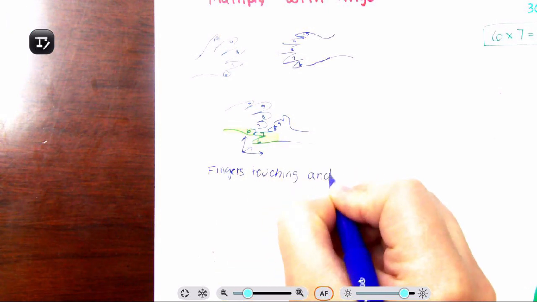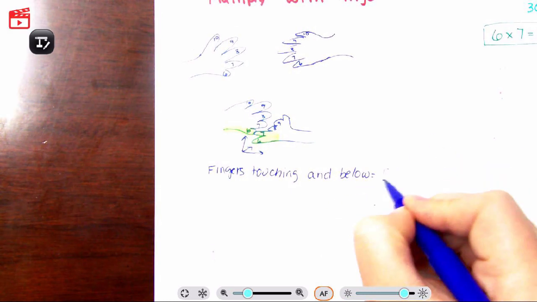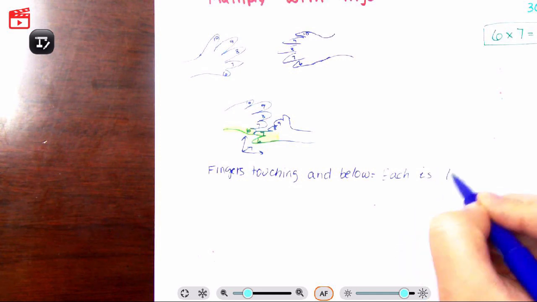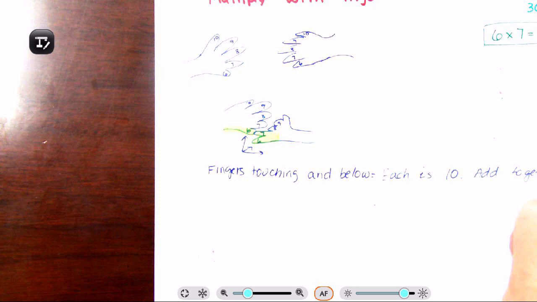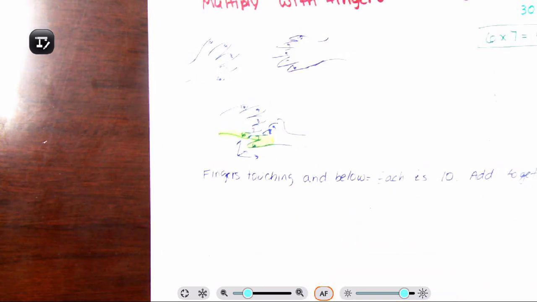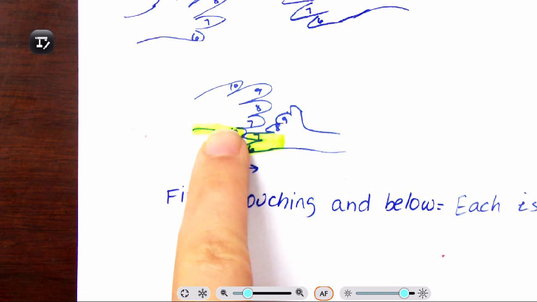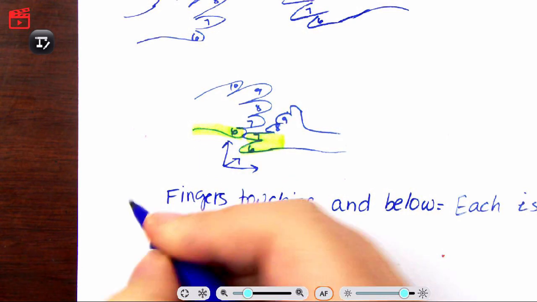And below, each finger is 10. Add together. So if I have 3 fingers, I have 1 finger touching to another finger. So that's 10, 20, 30. So that's step number 1.